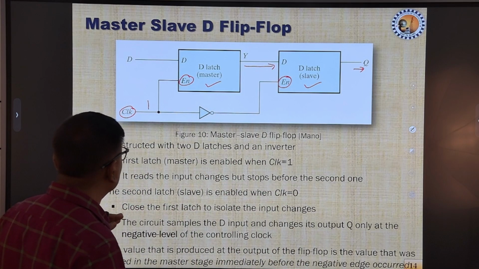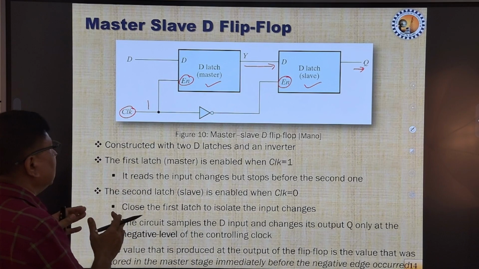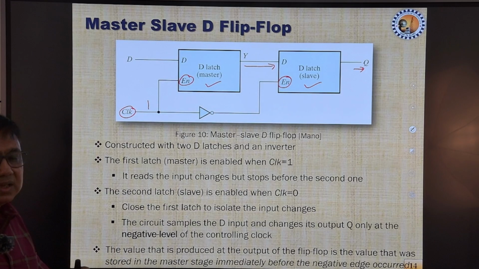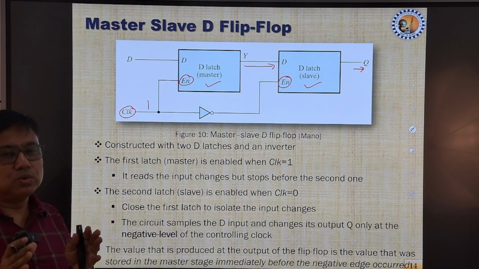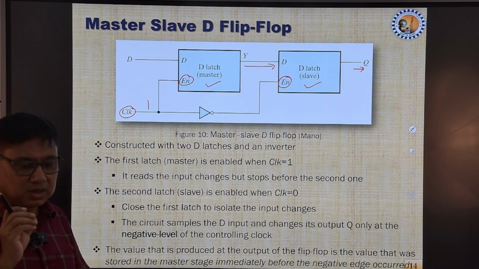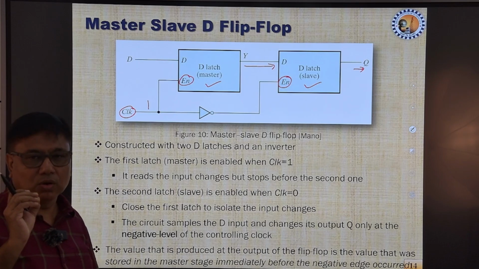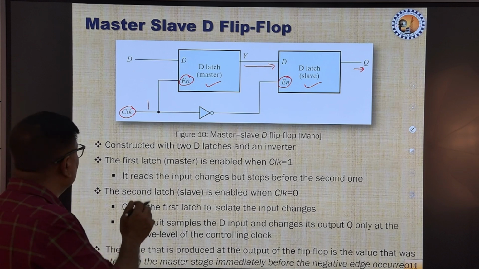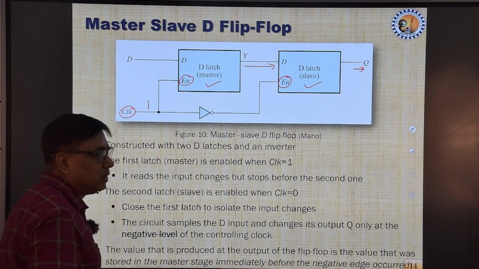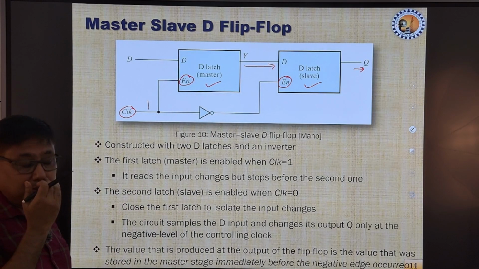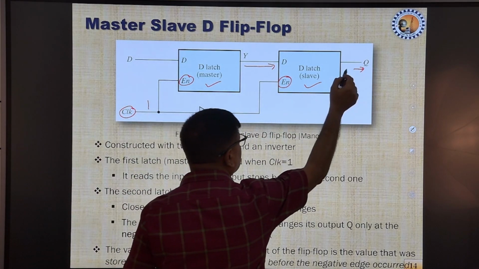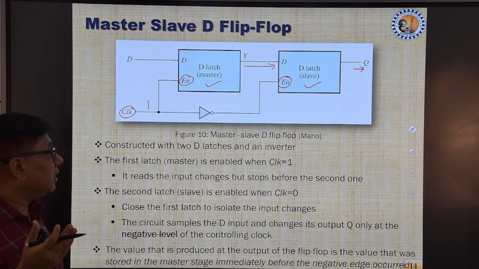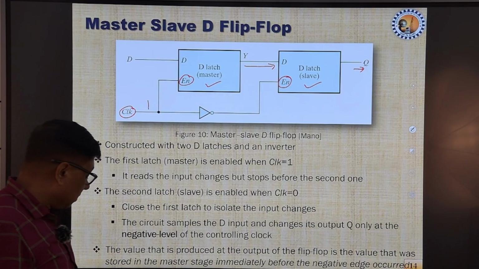So this is how the complete combination of master and slave is made to respond to only one instance of the clock. They will not respond to both, only to one. The master is updated during the positive level only, but the slave is updated and provides us the final output only at the negative level of the clock signal.